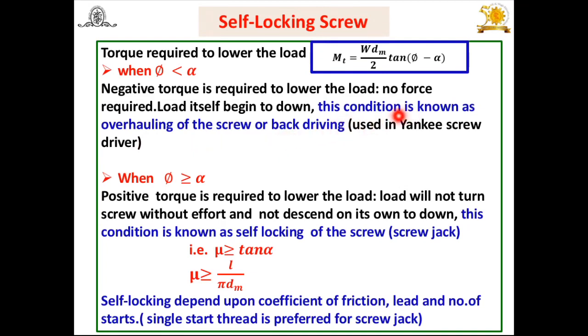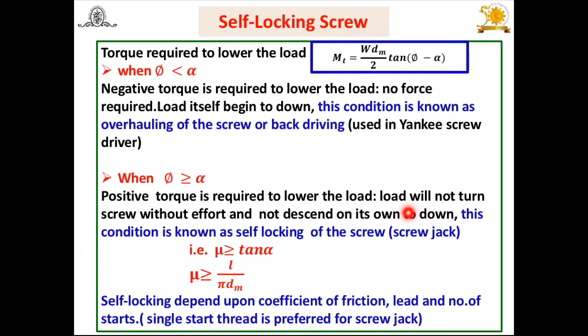So this is the case of negative torque. Because of this negative torque, no need to apply effort, and the load itself begins to go down in the overhauling case. But now, when phi is greater than or equal to alpha, where phi is the friction angle, phi greater than alpha gives a positive term, so MT is also positive. Positive torque is required to lower the load.